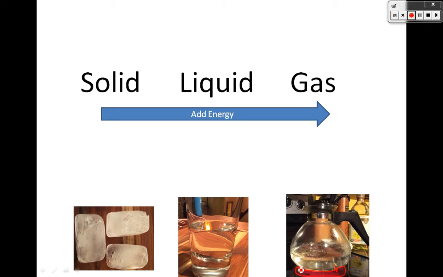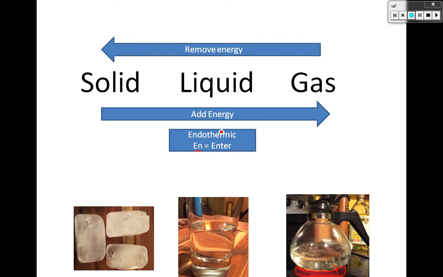Anytime we add energy, we call that an endothermic reaction. The root N means enter, and that's why the word enter is what it is. So energy is going into the substance. On the flip side, we are removing energy when we go from gas to liquid to solid, and we call those exothermic. The X is from exit, and again, that's why that word is what it is. So the energy is exiting the substance.